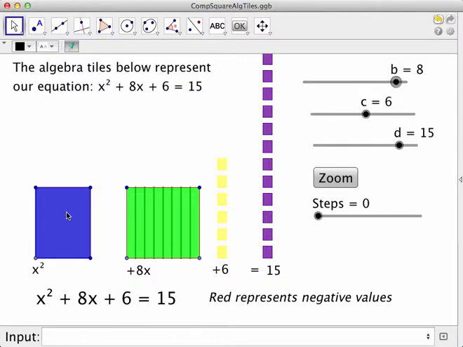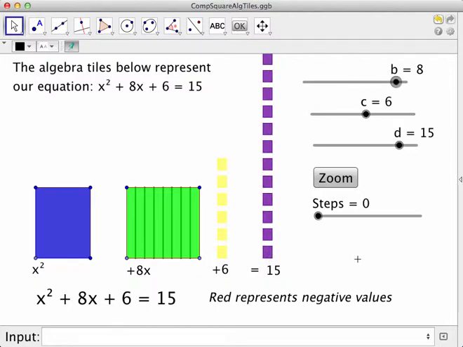Well, we're going to represent that by these tiles here. So suppose the blue tile represents x squared. It looks a little distorted, but it represents a square where each side is equal to x. Here we have the term 8x represented by 8 rectangular tiles, each of which has a width of 1 and a height of x, giving it an area equal to 8x. We represent the 6 by these 6 squares, each of which is 1 by 1, and we represent the 15 by 15 squares, each of which is 1 by 1.